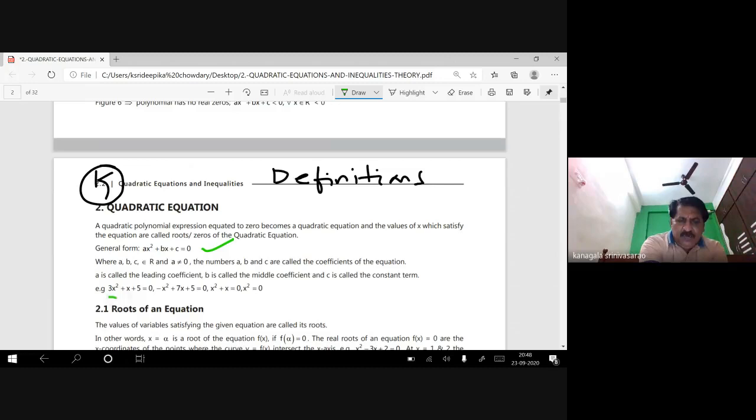3x squared plus x plus 5 equal to 0, negative x squared plus 7x plus 5, x squared plus x equal to 0, or only x squared equal to 0. I can give so many examples of a quadratic equation. The only thing is the leading coefficient can't be equal to 0. The remaining coefficients may be 0 or may not be 0.